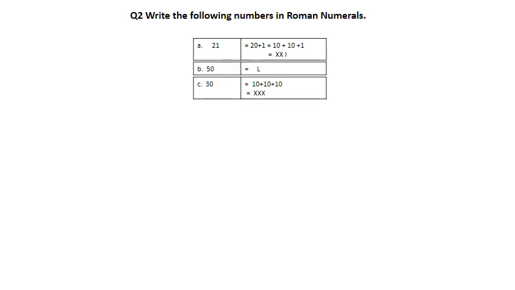The next is 30. Now again 30 is not our basic symbol. So we'll split it into our basic symbol. So 30 we write down as 10 plus 10 plus 10. So the symbol for 10 is X, X, X. X, X, X becomes our 30. Like 10 plus 10 plus 10, 30.